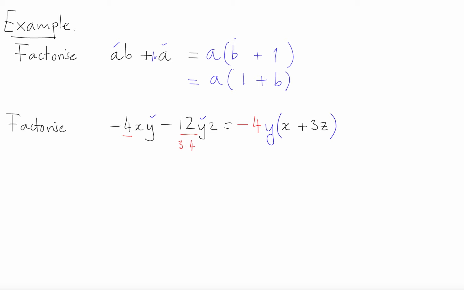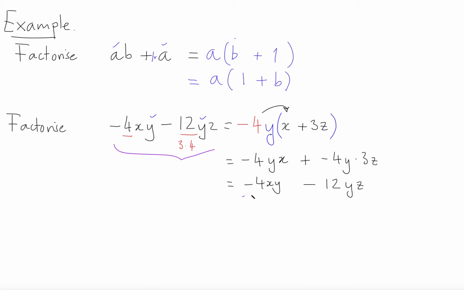Let's do a quick check. If we multiply the outside term with the first term inside the brackets, we get minus 4yx, which is the same as minus 4xy, because the order of multiplication doesn't matter. And the second term becomes minus 4y times 3z, which is the same as minus 4 times 3 is 12, and y times z is yz. So we've got back to where we started. This is equivalent to this.